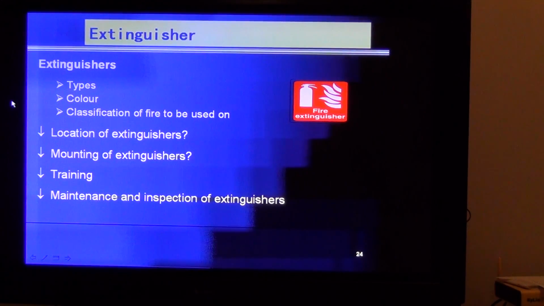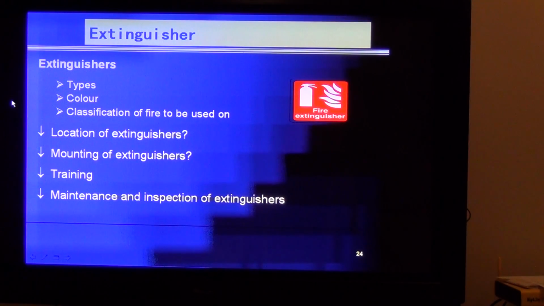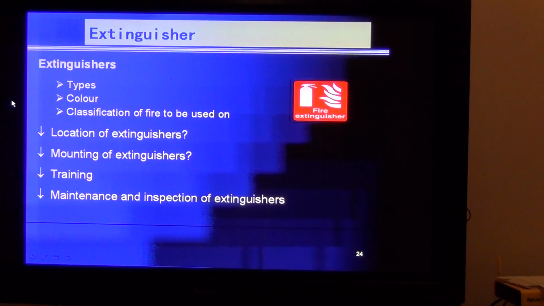Training. People are the most important factor in firefighting and in how to use the extinguishers. We need to implement enough training for all of our staff and renew it based on the standard. And the last one we will talk about is maintenance and inspections of the extinguishers, which generally include weekly, monthly, and manual checks.